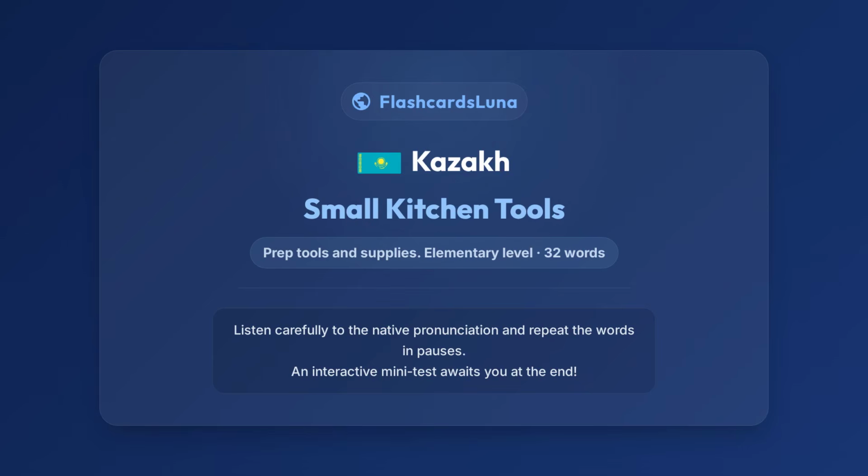Learning Kazakh. Lesson topic, Small kitchen tools.